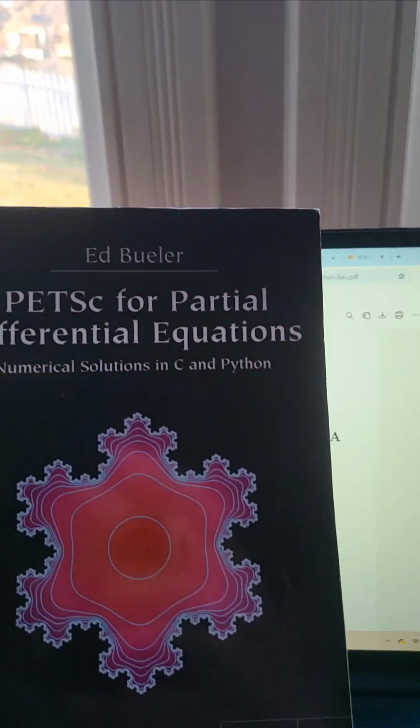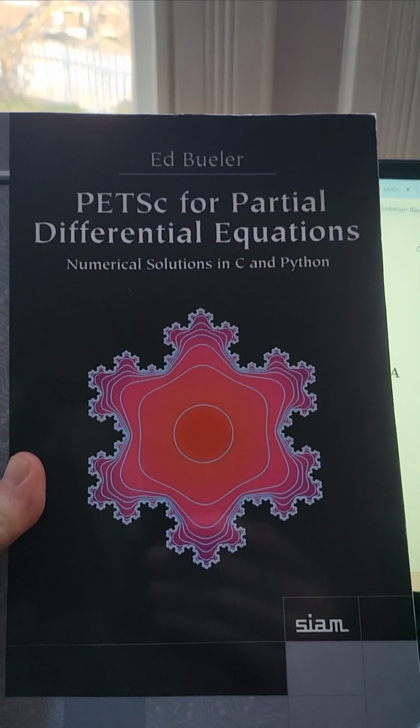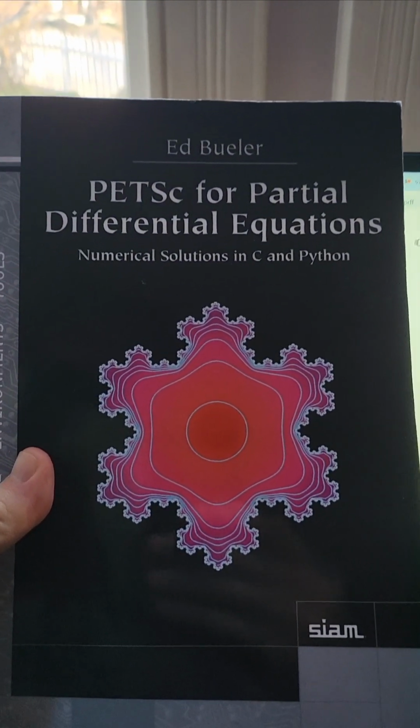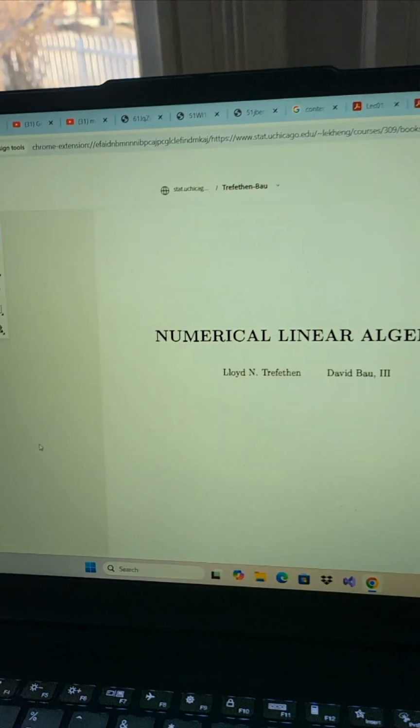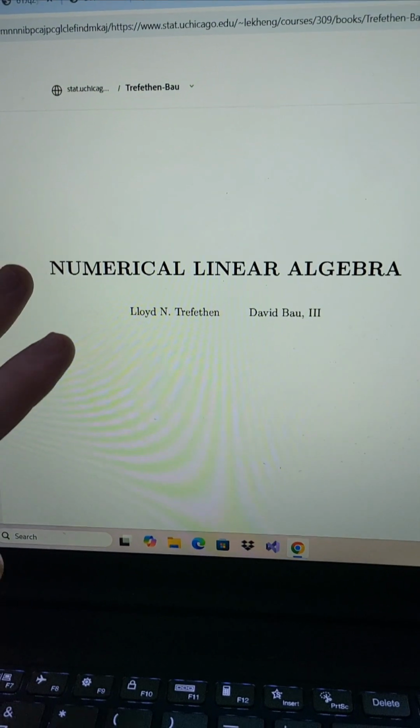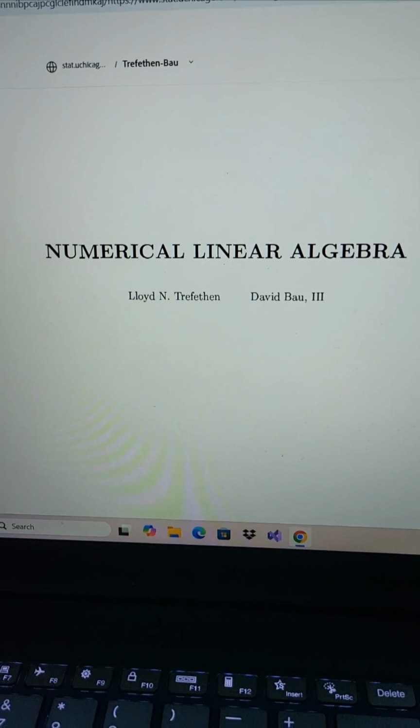Actually, I'm trying to read this book and use this book to implement algorithms in C, and a prerequisite to this book is actually this book on numerical linear algebra. I'd highly recommend it. Excellently well written, okay?